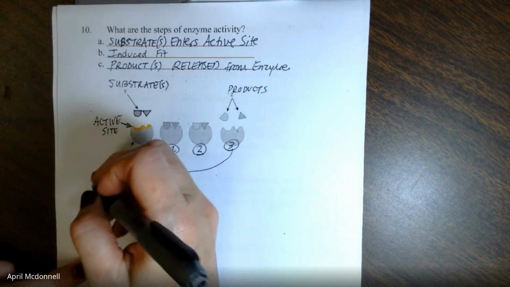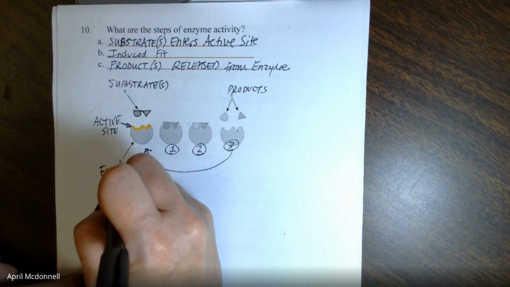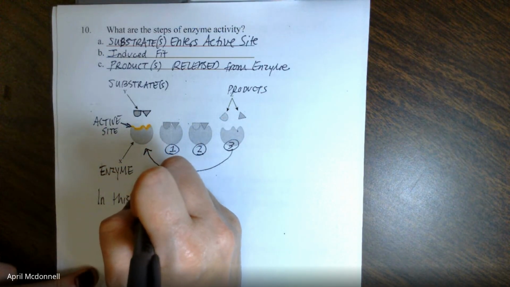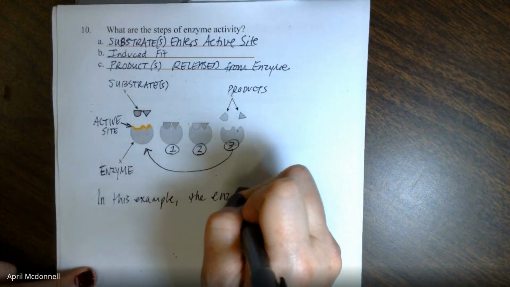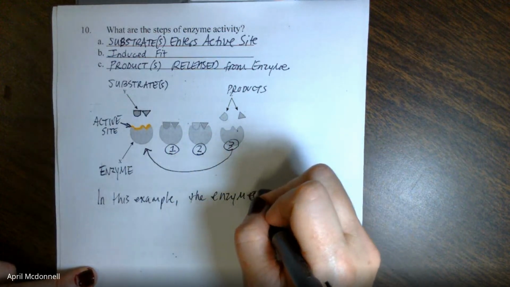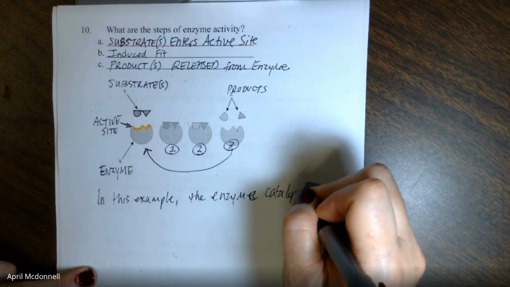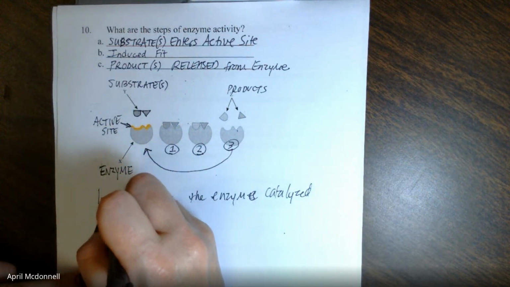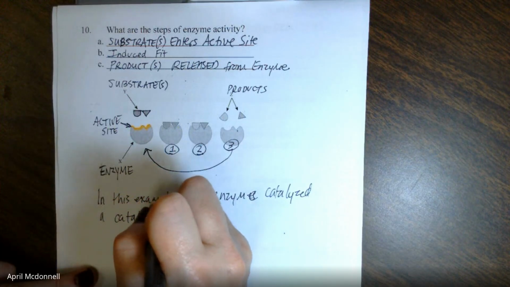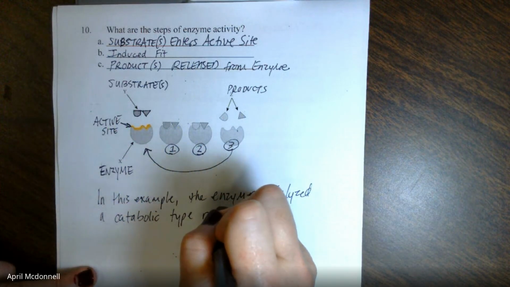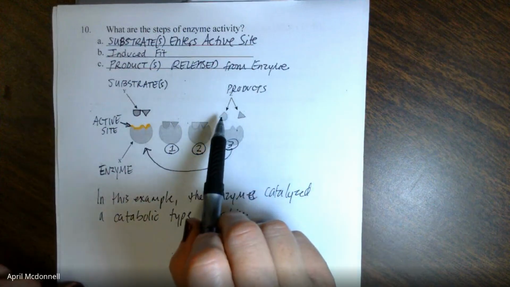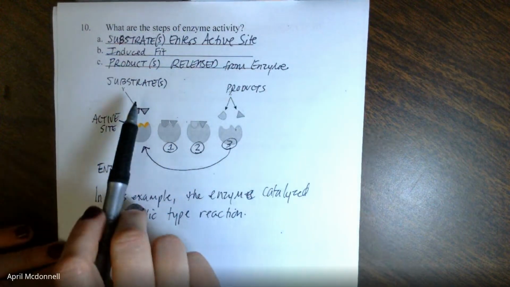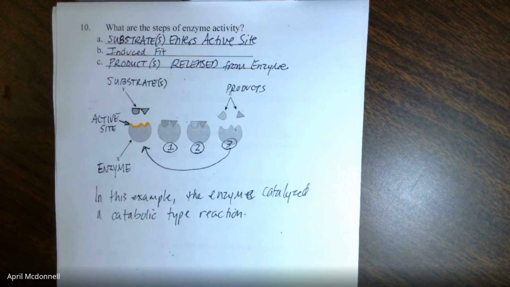So therefore, in this example, the enzyme catalyzed a catabolic reaction. And the reason I think that based on the diagram is because the products are no longer connected, they're separated from each other, meaning that this substance was broken down.